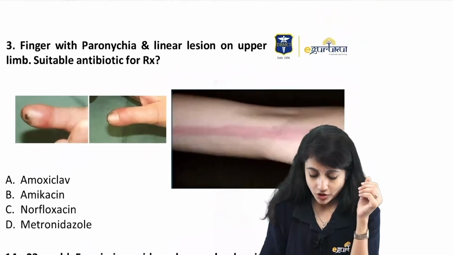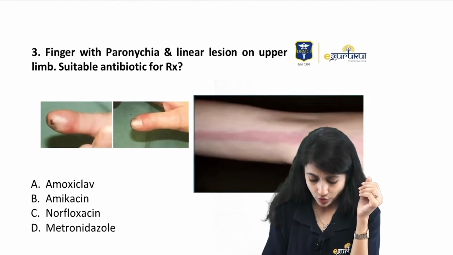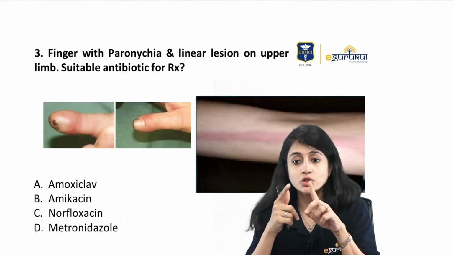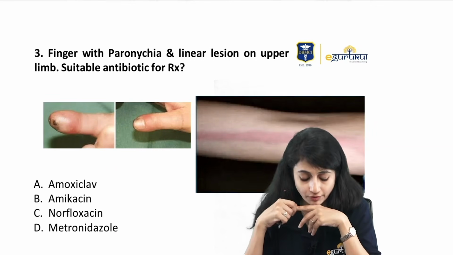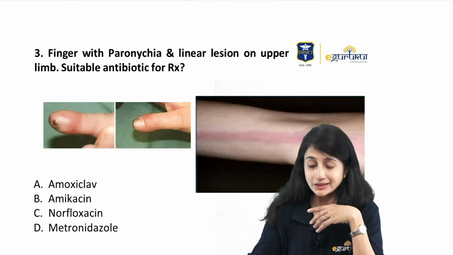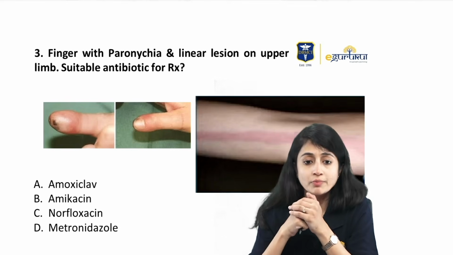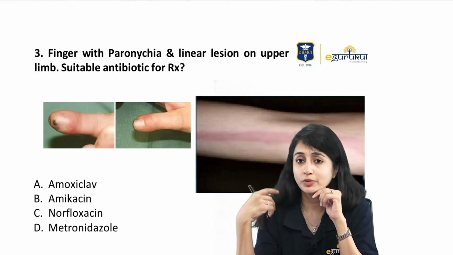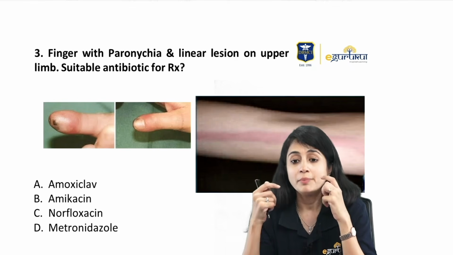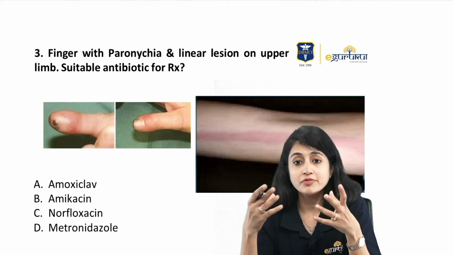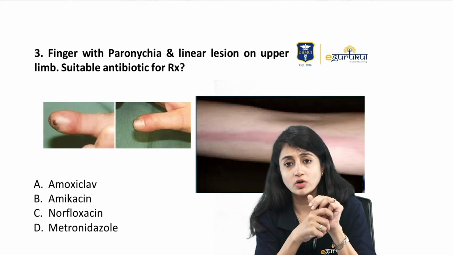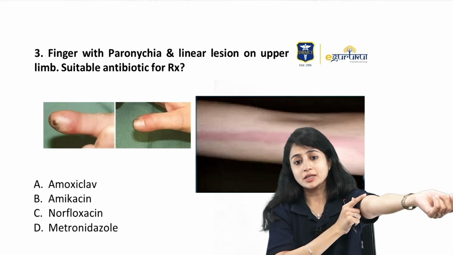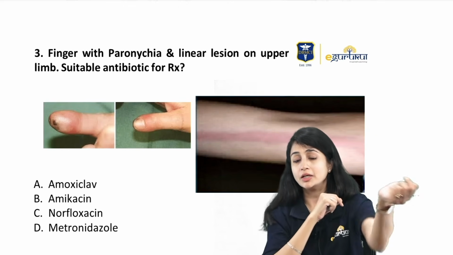So then this question, I think a lot of you have had a confusion. You were given an image of a felon or an abscess of the finger, and then there was a linear lesion on the forearm. A lot of you told me that probably it was dermatographism or something, but I think what they're showing is lymphangitis. Now see, if there is a felon or abscess of the little finger, that infection can spread along the lymphatics and can lead to a linear lymphangitis kind of lesion.